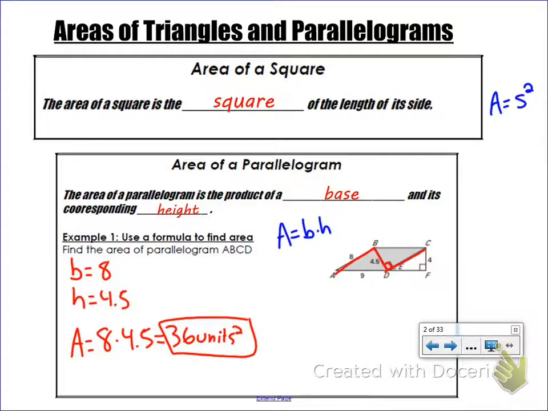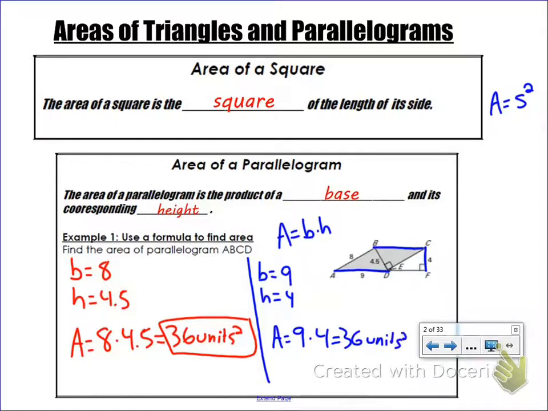Now, just to show you that it doesn't really matter which pair of bases and height I choose, let's try this for AD and BC being my bases and CF being my height. So again, if I label things, my base in this case is going to be 9, that's the length of AD, and my height, the perpendicular distance between my two bases, is going to be 4. So area equals base, which is 9, times height, which is 4, and 9 times 4 is also going to be 36 units squared. So it doesn't matter which pair of bases we choose, it doesn't matter which one's going to be your height, it just matters that you choose the corresponding height of the corresponding bases.